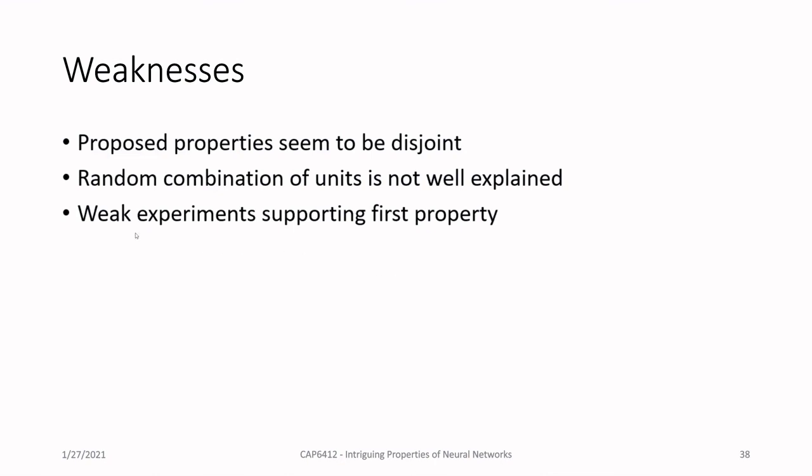And the third one is the weak experiment supporting the first property. This is regarding the semantic information among neurons. They just give one particular figure which supports their claim, but there are really no experiments for that. Adversarial input generation is not detailed. The actual adversarial input generation algorithm is not discussed in much detail. It's just one section.